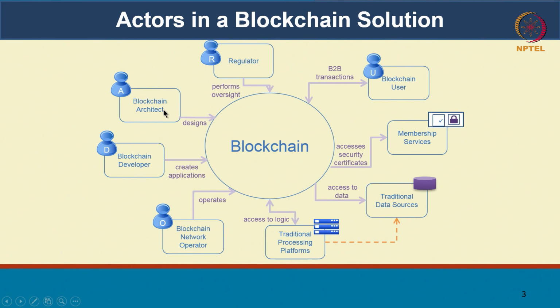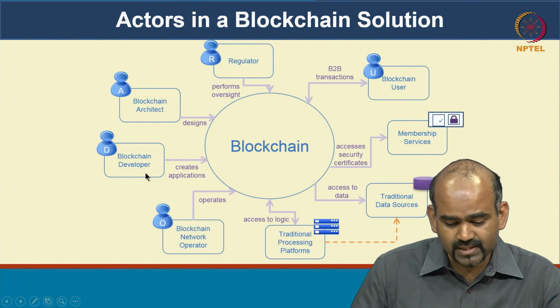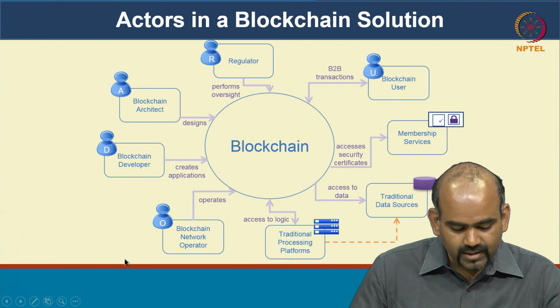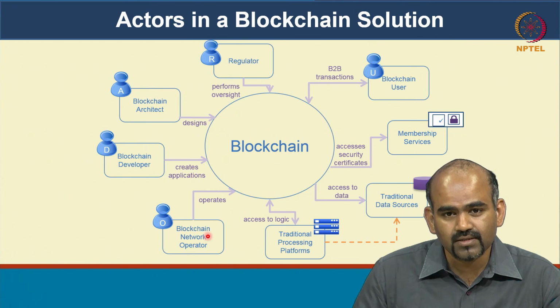There is a blockchain architect who is going to design how this blockchain solution is going to be built. He will figure out what information needs to get stored, what the transactions and the business logic are that need to be embedded onto the network, how the network itself should be created, and so on. There is a blockchain developer who is going to take what has been architected and develop the actual code that will run on the blockchain network itself. There will be a network operator who is going to manage and run the blockchain network.